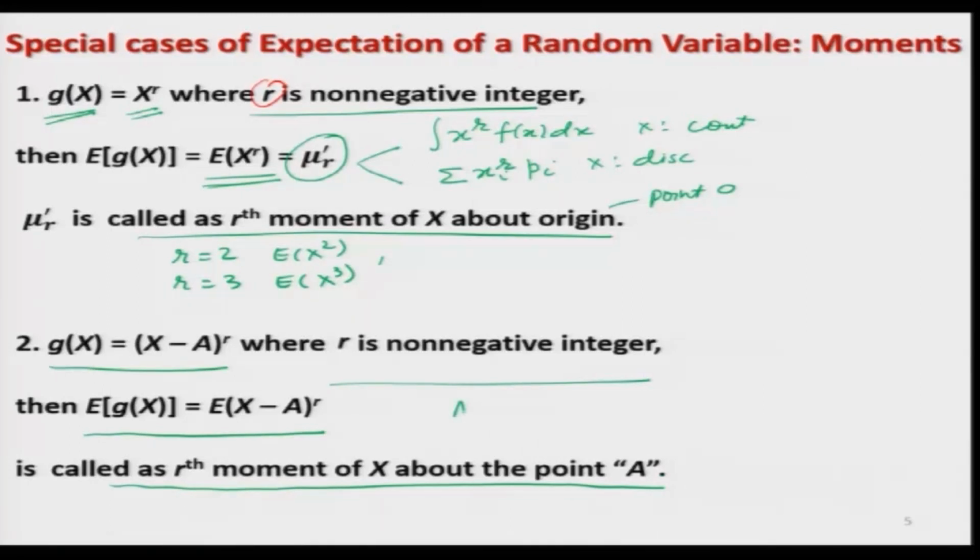Suppose I take a equal to 2, then the expected value of (x minus 2) to the power r. Now, if you take r equal to 2, then it becomes the expected value of (x minus 2) whole square, and similarly if you take r equal to 3, then this quantity becomes the expected value of (x minus 3) whole cube, and now you can compute it without any problem. So this quantity is called the rth moment of x about the point A.